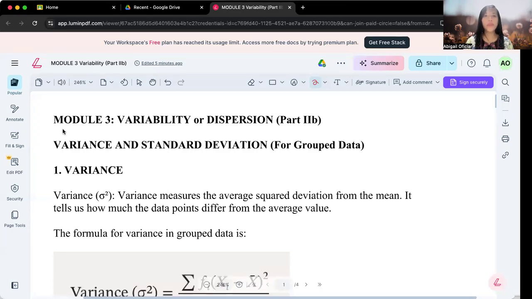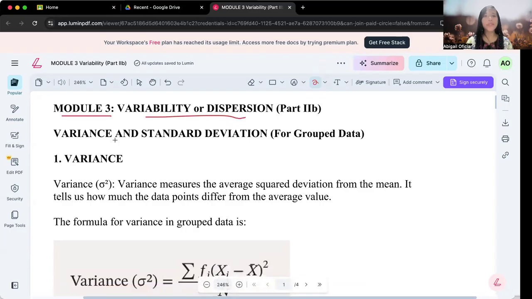Good day, students. We are still in Module 3, Variability or Dispersion. So for this lesson, I will discuss variance and standard deviation for the group data.